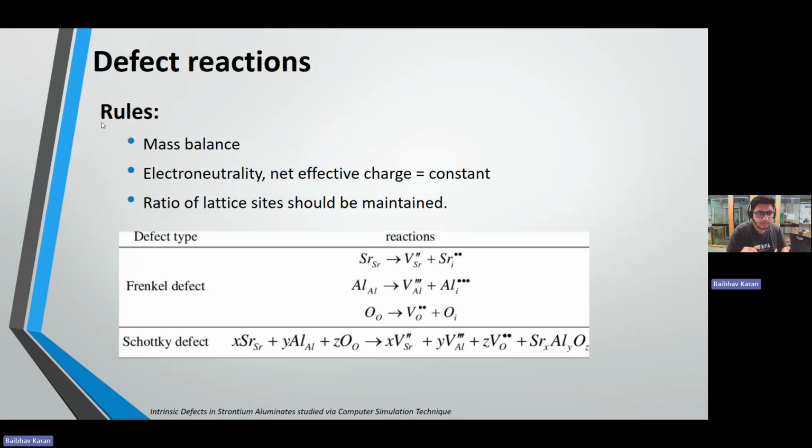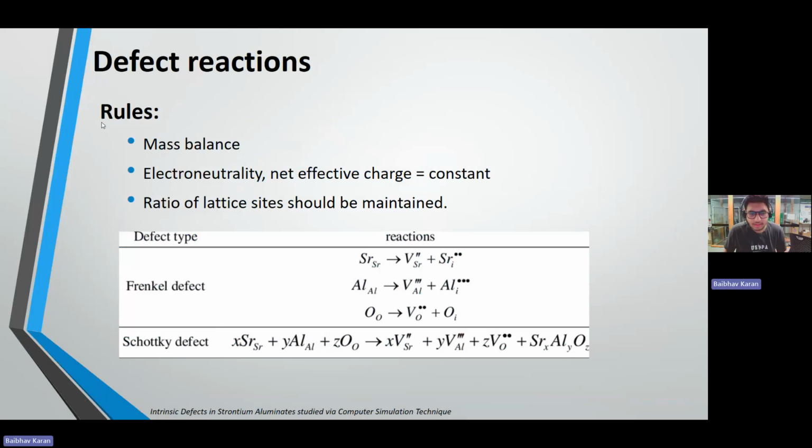These rules include mass balance. There should be mass balance on both the LHS and RHS. There should be electroneutrality, that is, the net effective charge will be constant. Electric neutrality should be present on both the LHS and RHS. And the ratio of lattice sites should be maintained. Like if a vacancy is created, then there should be an interstitial atom present. The atom should not go anywhere else. The ratio of lattice sites should be maintained.